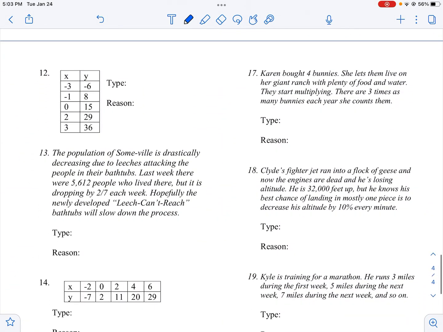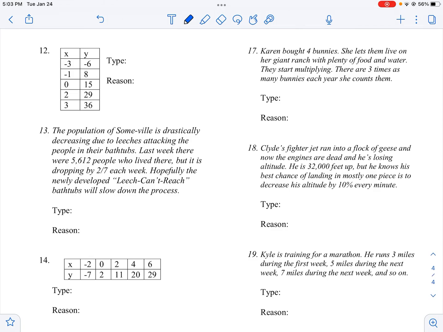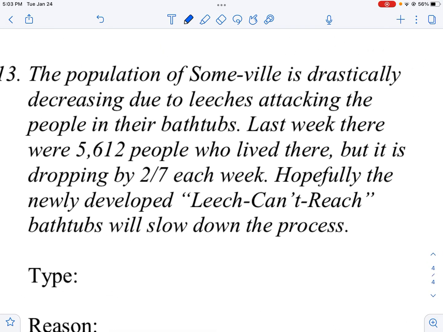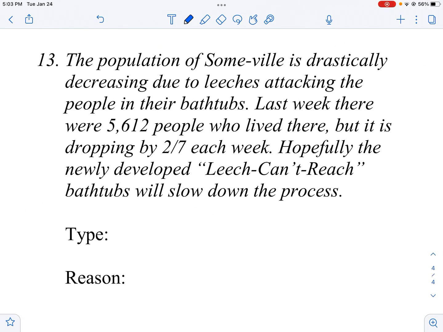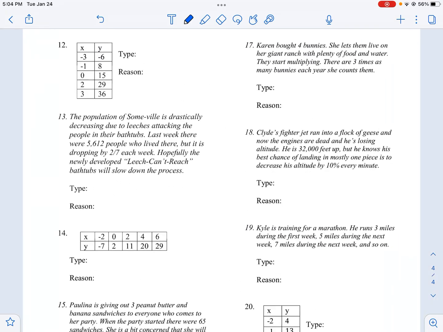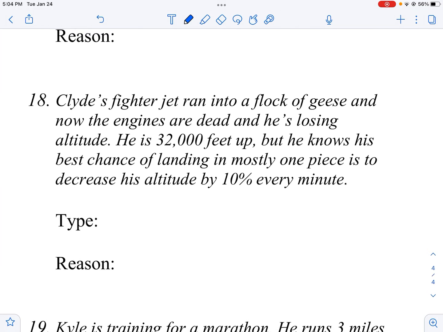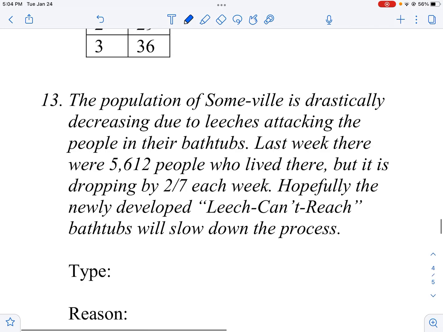Sorry, let me jump to the next side of the page here. Let's look at something like 13, a nice long one. Try not to panic. To deal with these, you do have to remember some of the things from our previous units about percent change. Like on 18 here, if you're losing 10% each minute, that is going to be exponential change. We're going to come back to that. 13 here, this one is also going to be exponential.